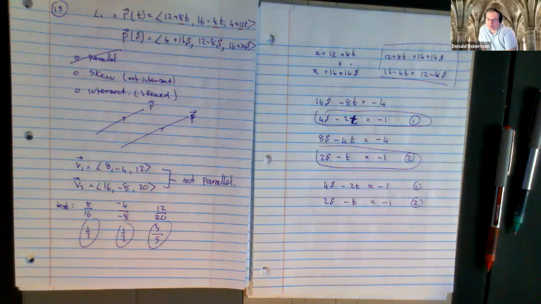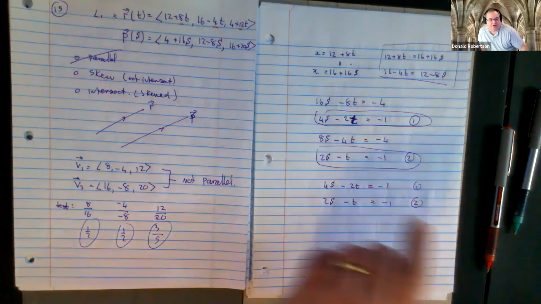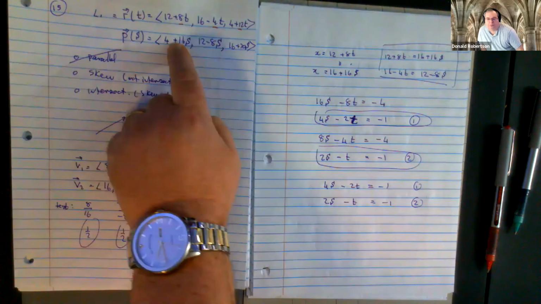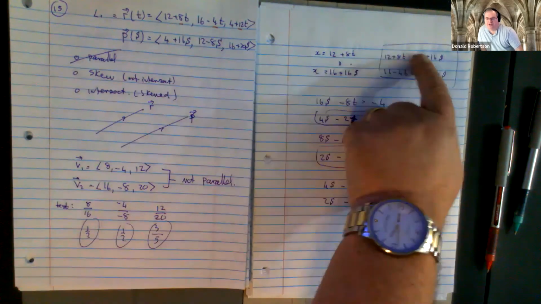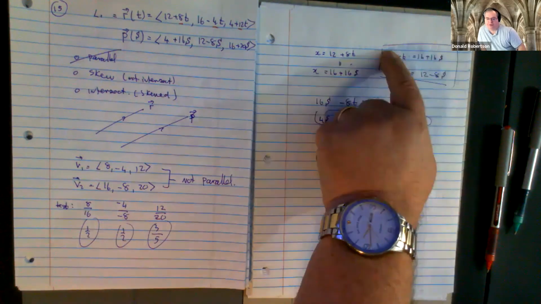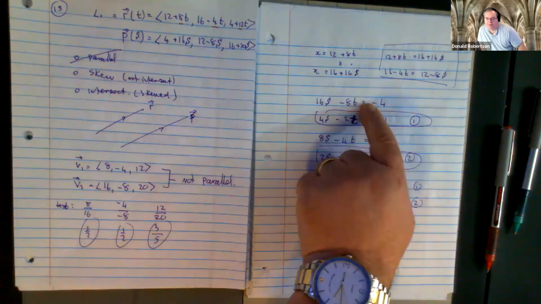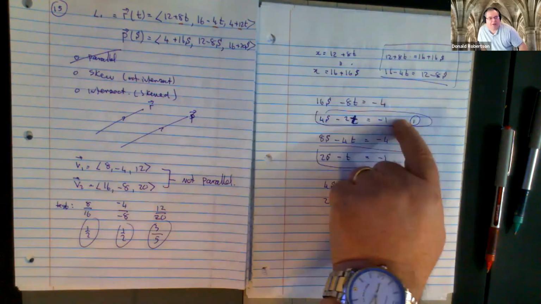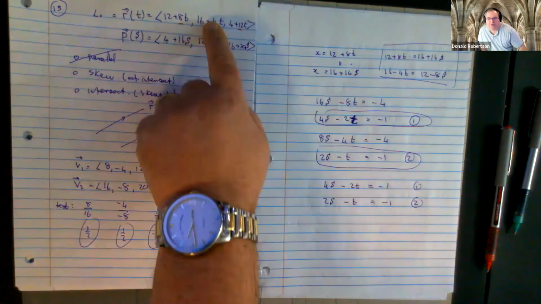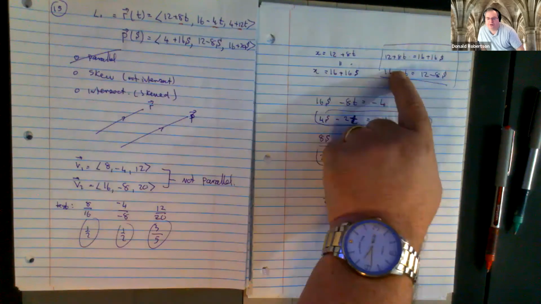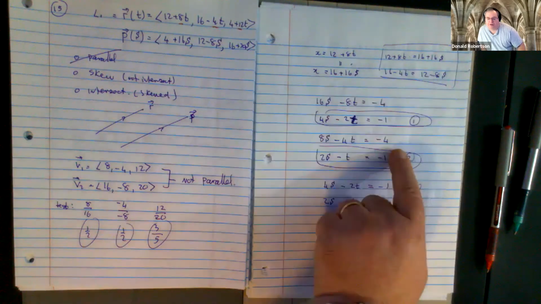Are we cool with that process? Do you want me to talk you through where all these guys came from and what I did? I set the x's equal, which is this. And then I just rearranged this information and then tidied it up. And then compared the y's, got this equation. And then rearranged it and tidied it up to get that.